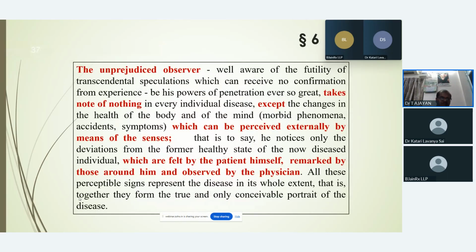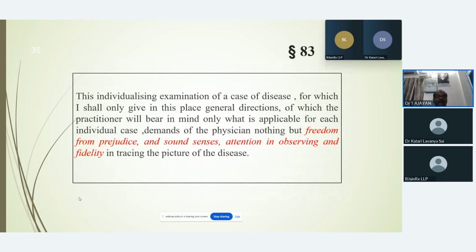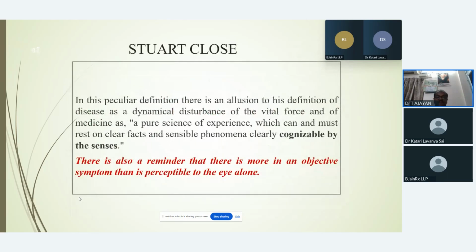Hahnemann also, in his aphorism 6, says the role of a homeopathic physician is always that of an unprejudiced observer. Then again, Tuberculosis also says there is also a reminder that there is more in an objective symptom than is perceptible to the eye alone. Here you know the importance of objective level symptoms over subjective level symptoms.